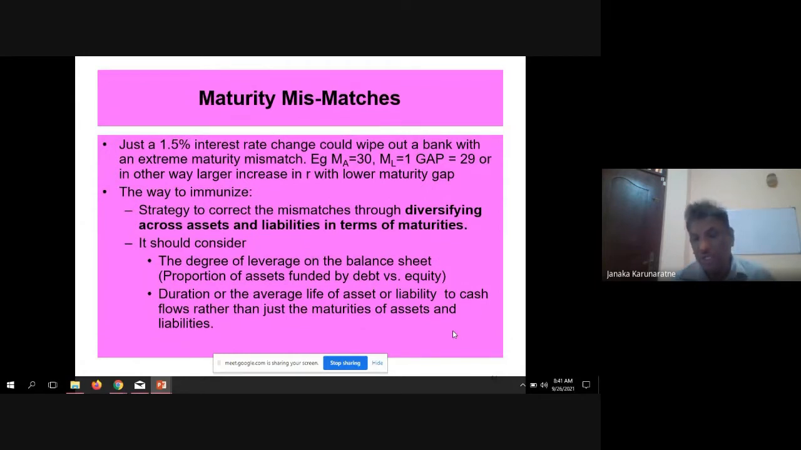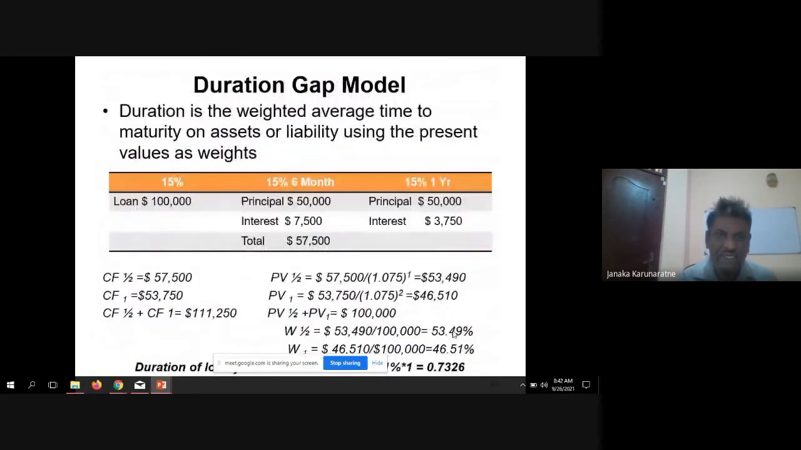So duration appears to be a somewhat better model than the maturity model to measure interest rate risk. That's the purpose of today's discussion. We move on to the duration model. Before that, are there any questions you need to clarify from what we discussed under the previous two models?